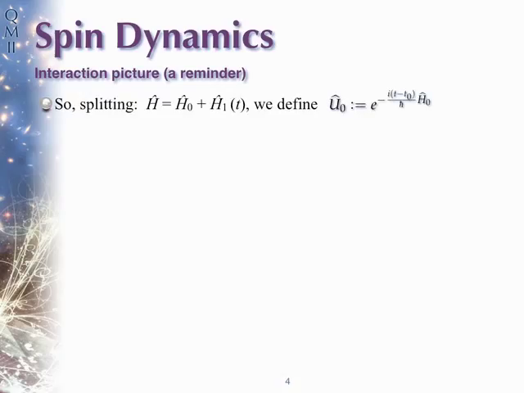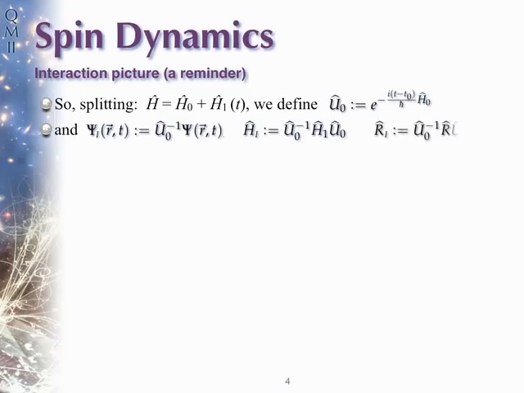So we've split the Hamiltonian into H0 and H1. We've defined this operator, the unitary operator U0, used its inverse to do the similarity transformation of the wave function, and did the corresponding similarity transformation on the operator H1, the interesting part of the Hamiltonian. By the same token, we can do it on any operator R and obtain the interaction picture of that operator, Ri.